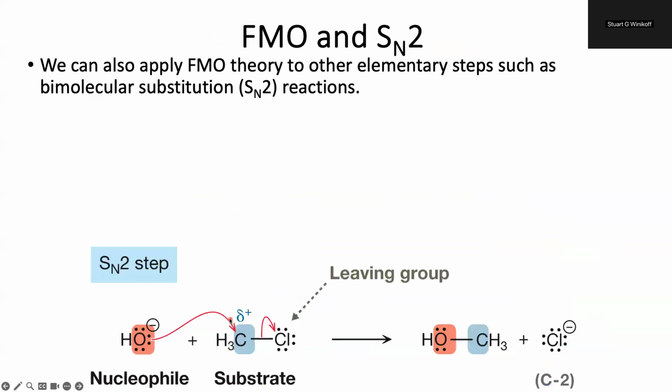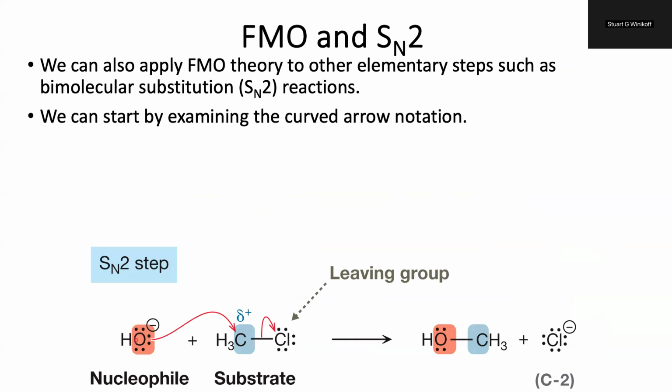Now, we can apply the same basic principles to other elementary steps, and we can go ahead, as usual, start with the step that is the most similar mechanism to a proton transfer. That's an SN2 reaction. So in this case, I again have an electron-rich species. Now we term it a nucleophile. And our electron-poor species, also now known as our substrate. We can start by examining the same process in curved arrow notation.